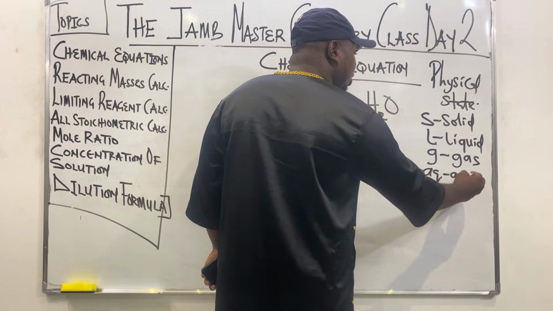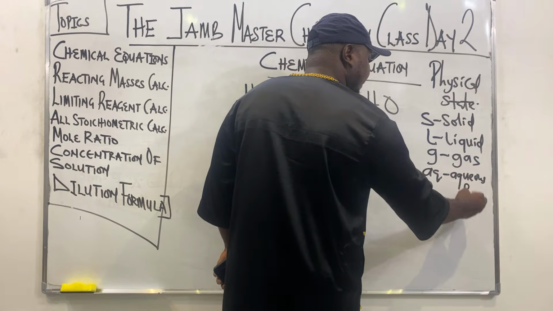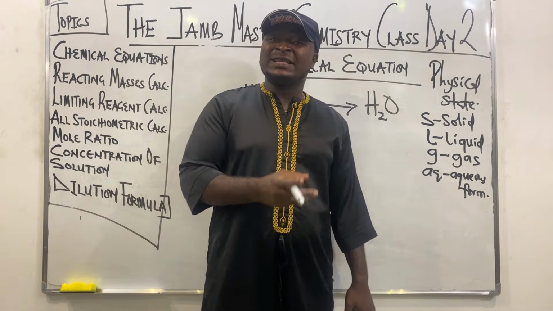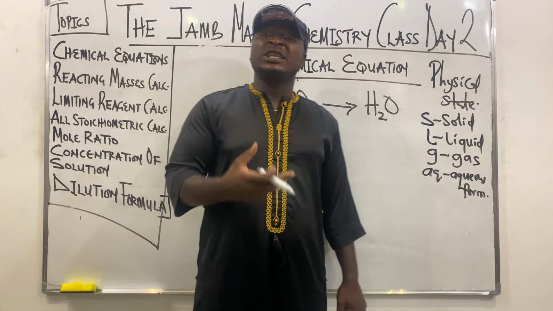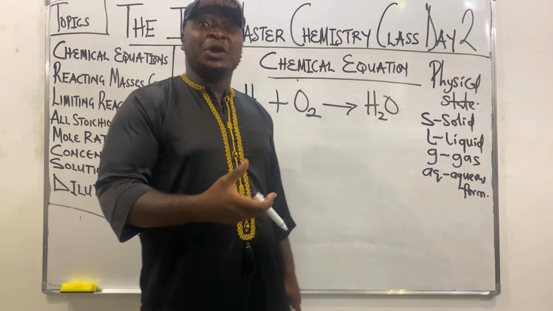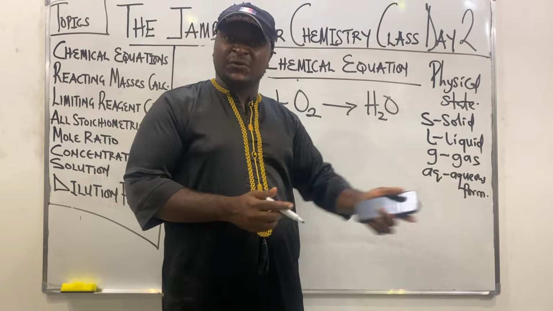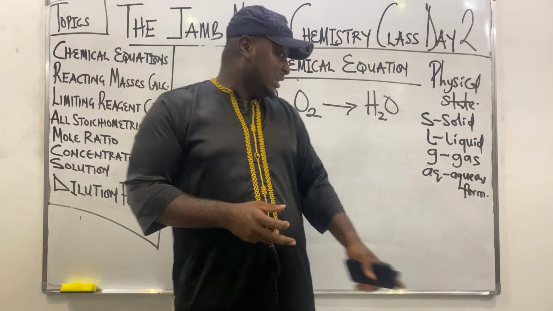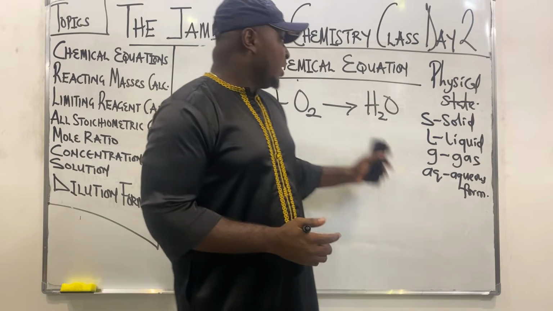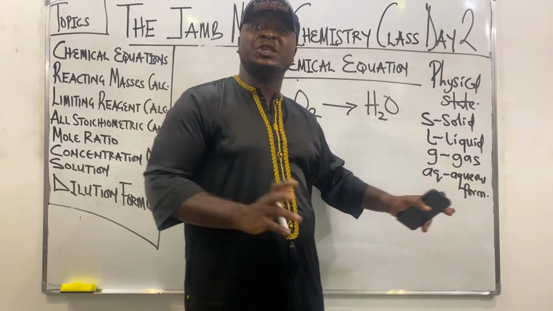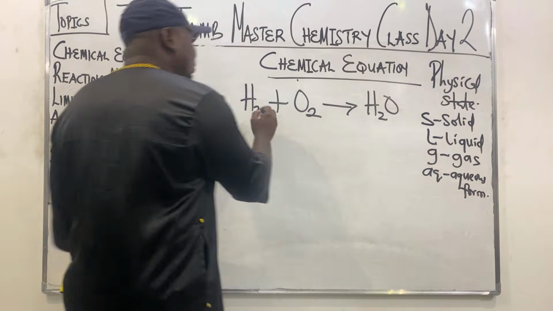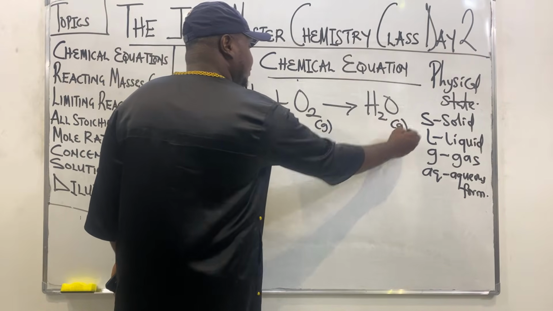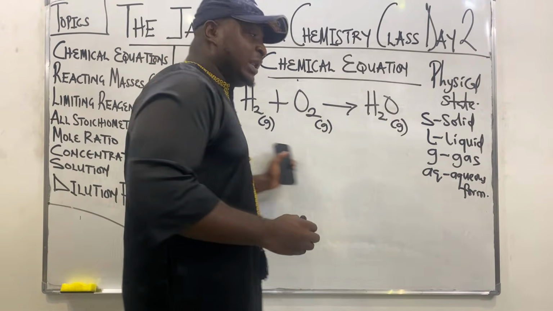Now, there's another one called AQ. That's when the component is in an aqueous form. An aqueous form means that the component is in a solution of its ions, that is, its ionic form. AQ means aqueous. So a good chemical equation will show the physical state of each component of the reaction. For example, now you see G, G, and G. They are all gases.